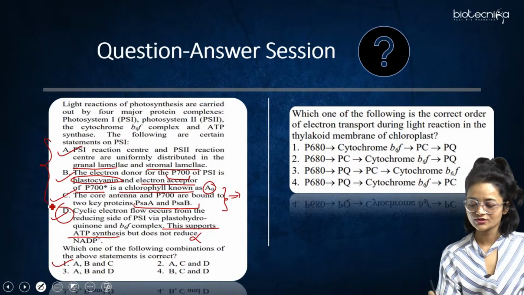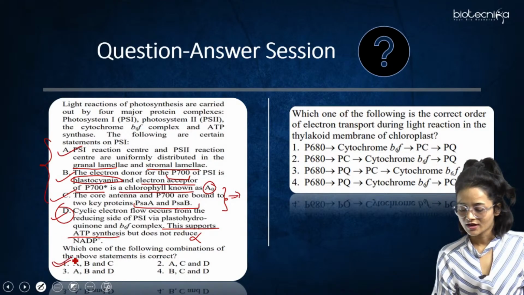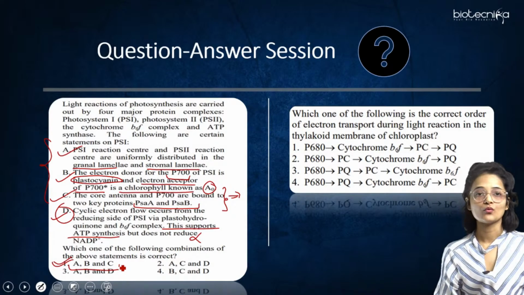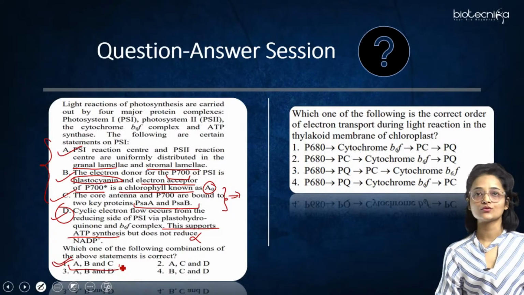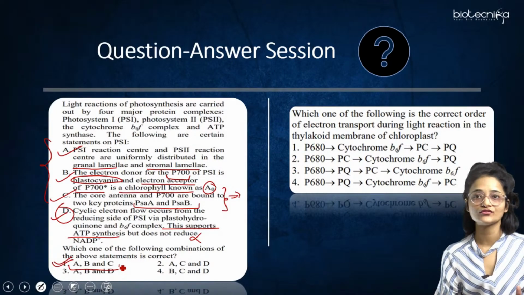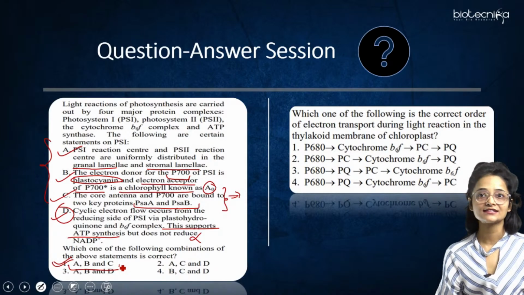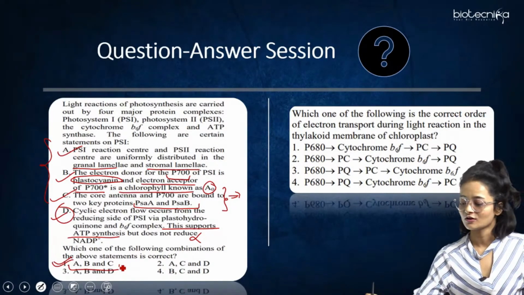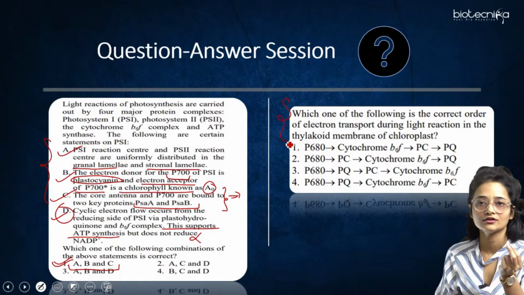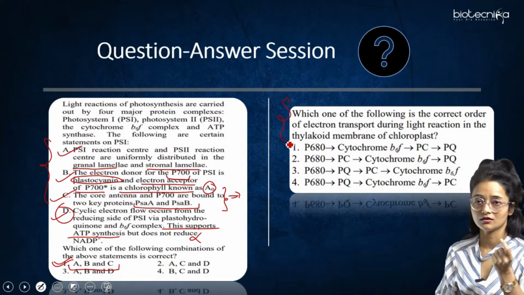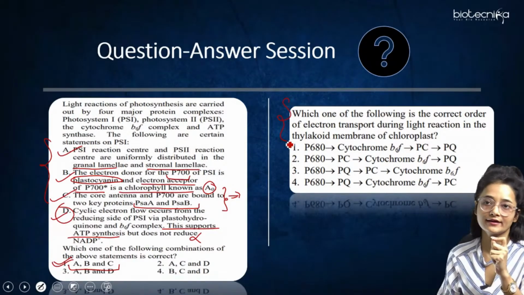So all these 3 earlier statements A, B, and C are correct. So regarding that, we can see that option 1 is the correct option here, right? Now coming to the second question, which says which one of the following is the correct order of electron transport during light reaction in the thylakoid membrane of chloroplast. Now this is related to the Z scheme, right? This is the electron transport order that you need to be thorough with. Now, which one of the following options would be correct?